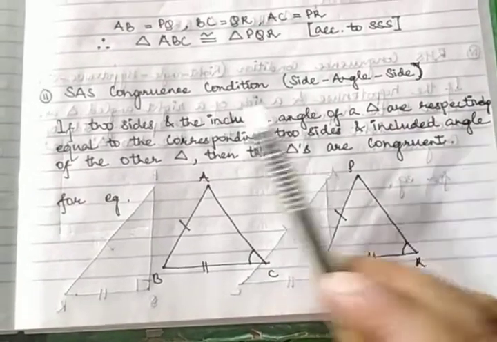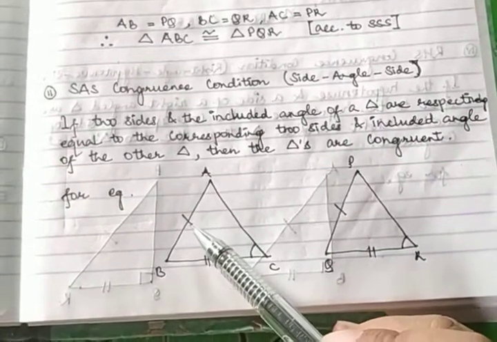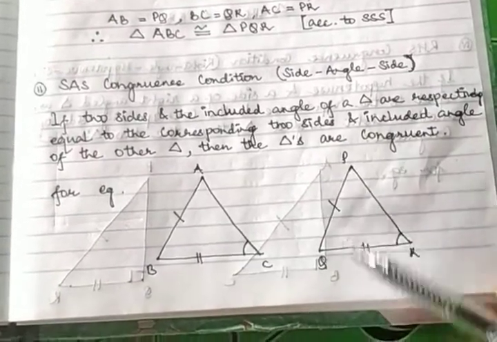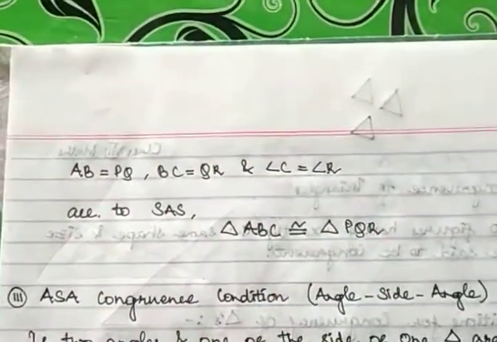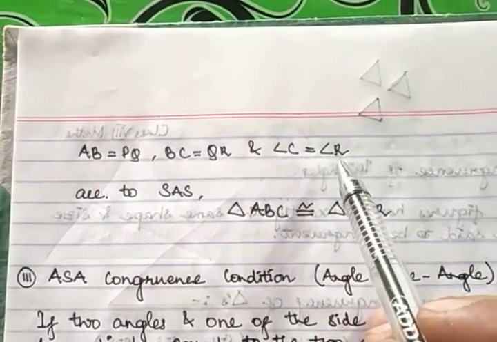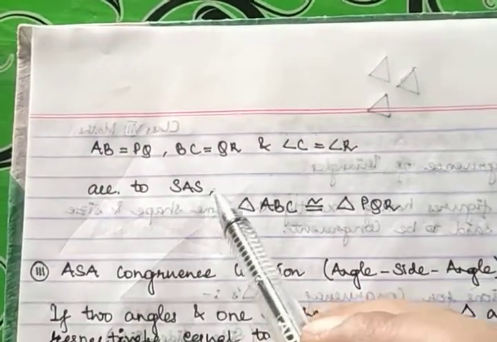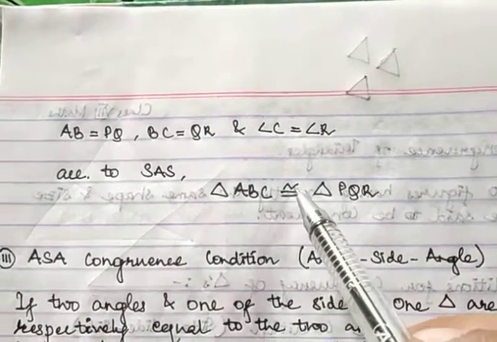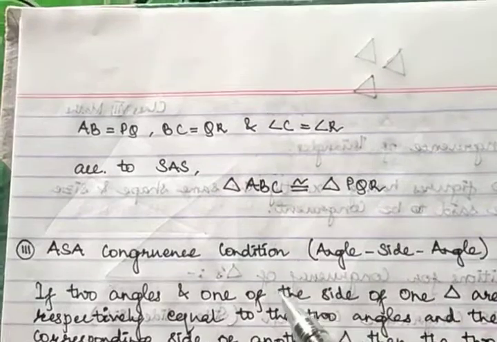What was the condition? SAS, isn't it? Now see, this side is equal to this side. That is, two sides of this triangle are equal to two sides of the other triangle, and one of the angles was equal. So simply you can write it down as AB is equal to PQ, BC is equal to QR, and angle C is equal to angle R. So according to SAS, that is side angle side criteria, we can write triangle ABC is congruent to triangle PQR.